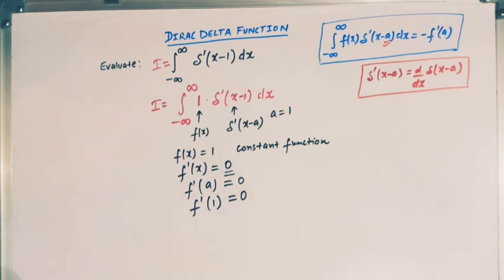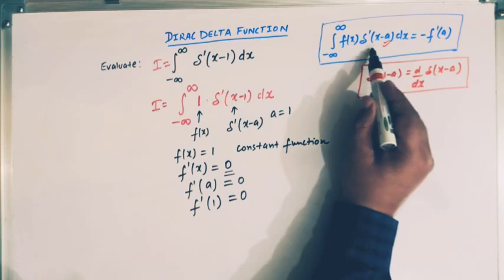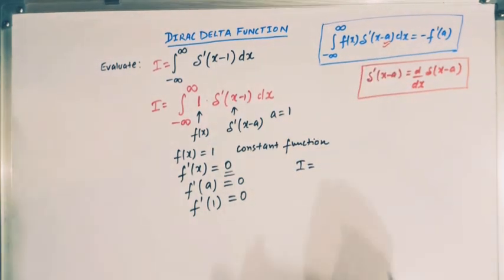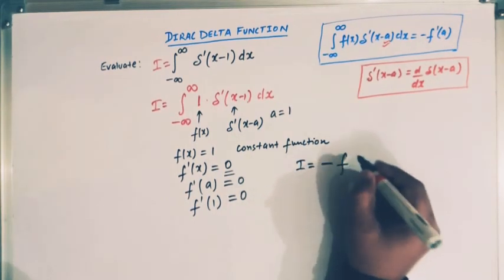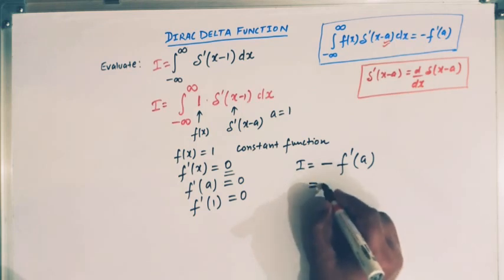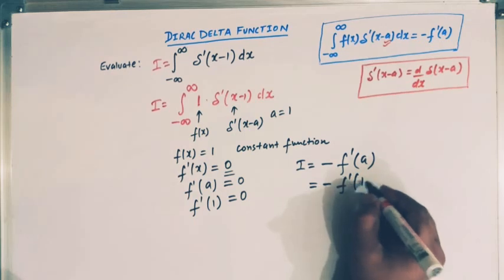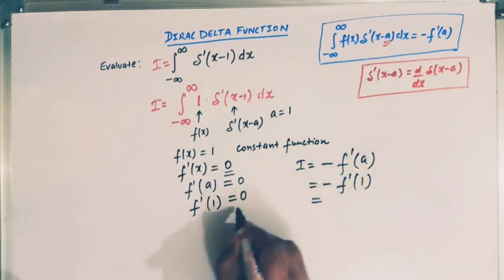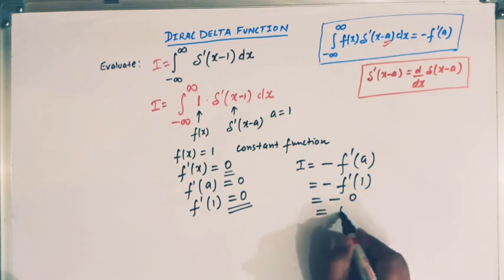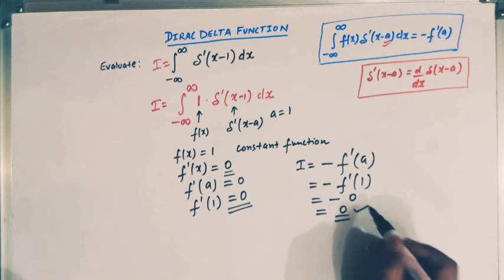So the value of this integral as per this rule should be equal to minus of f prime of a, right? And we have minus f prime of a is minus f prime of 1, and f prime of 1 is 0, so we have minus 0 here, so this is 0. So the value of this integral is 0, right?